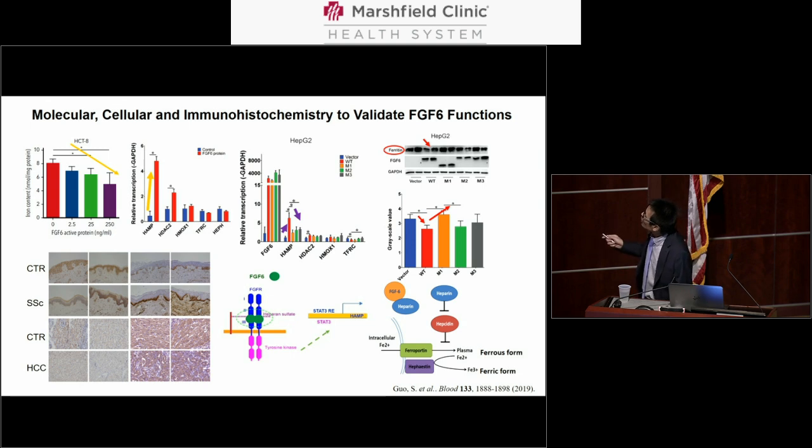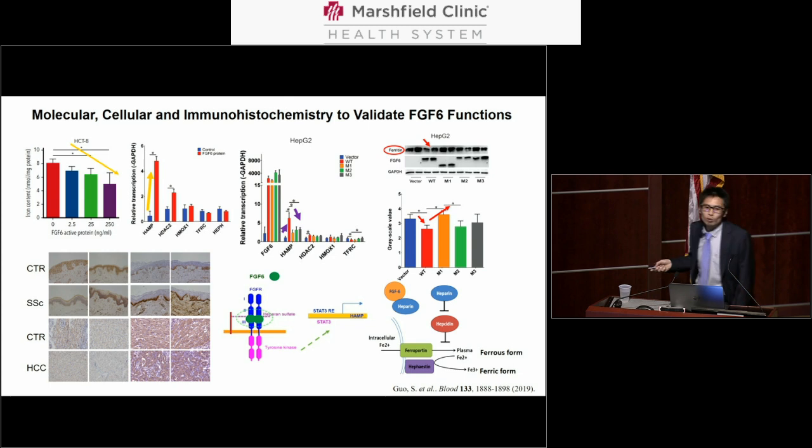Similarly, we used a Western blot and checked some other diseases, for example, systemic sclerosis and liver cancer. We know that in these diseases, iron is abnormal. We noticed a similar result: in these diseases, FGF6 was downregulated, and we noticed the iron was significantly increased.